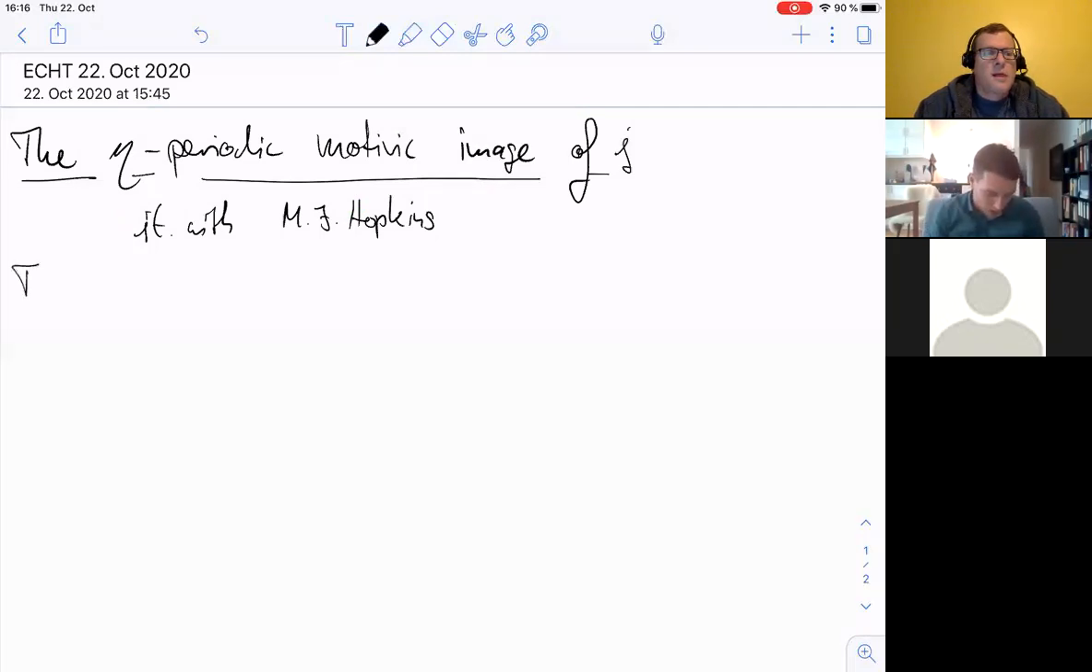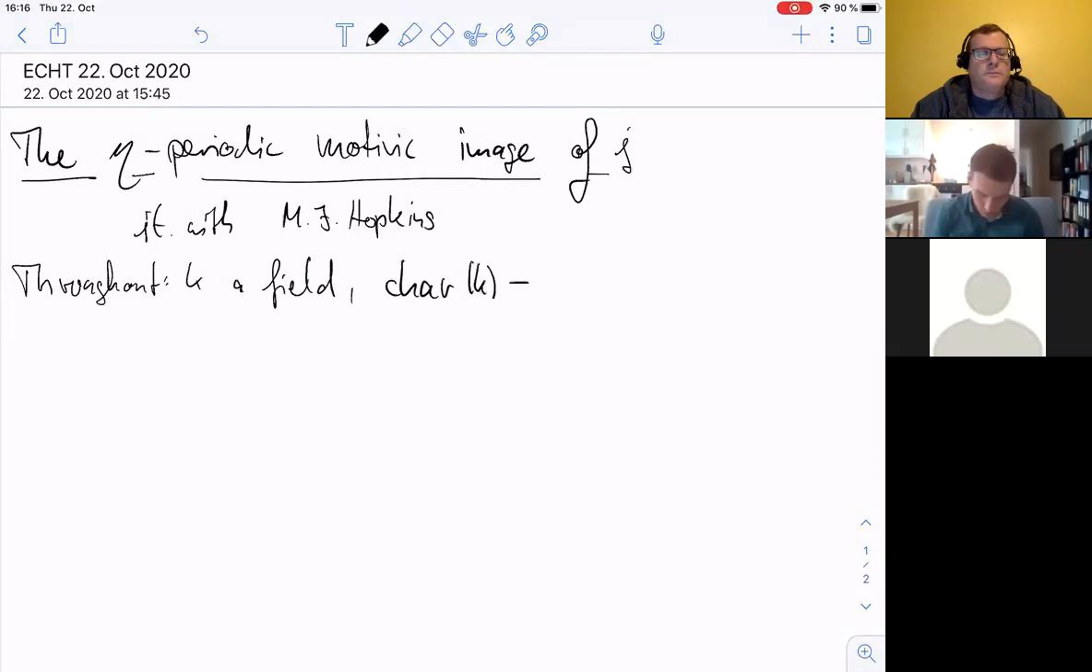And so first of all, I'm going to fix a field. Call it K. And also throughout, I'm going to have some assumptions, specifically 2. I don't want it to have characteristic 2. And this is important, and I really don't know any way around it. And I'm going to assume this.